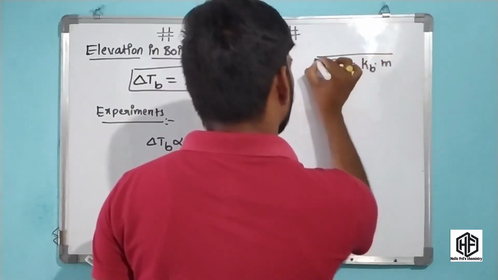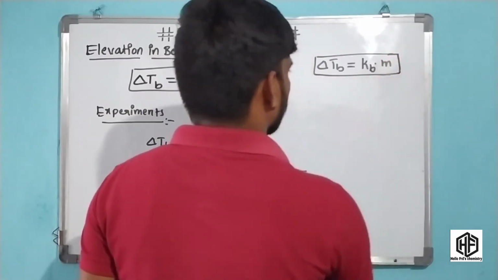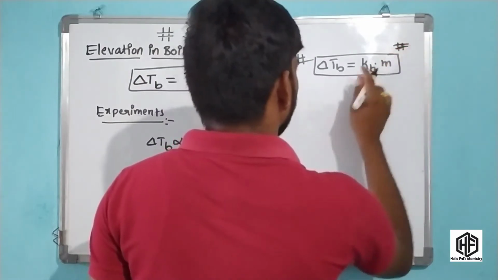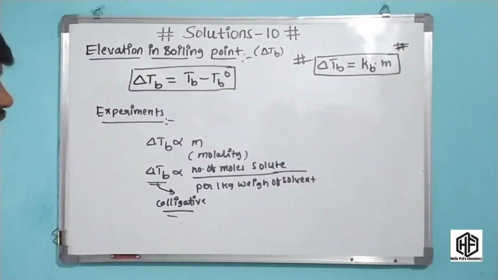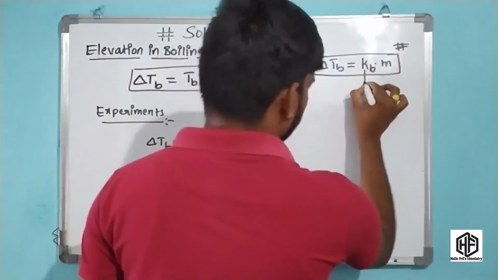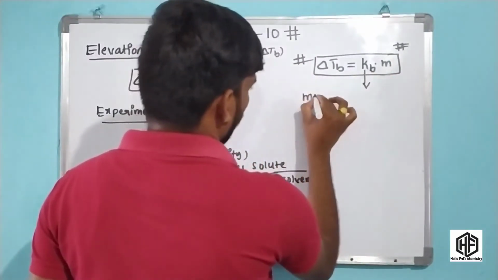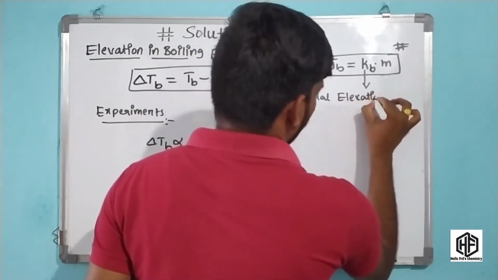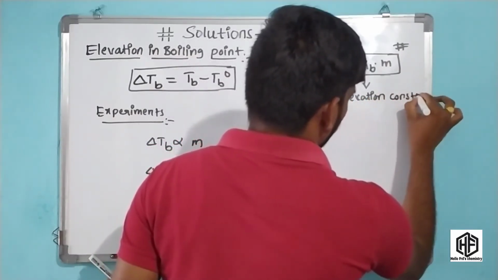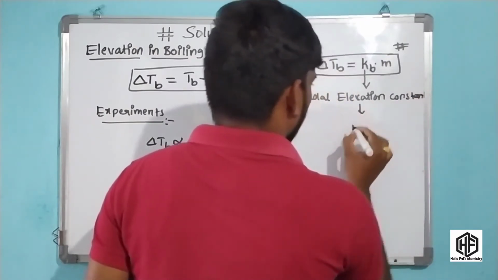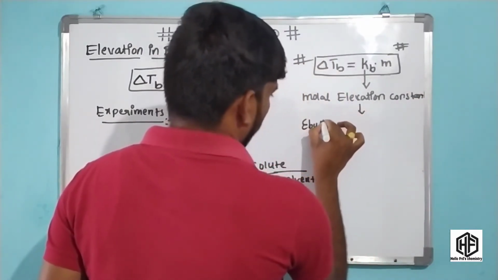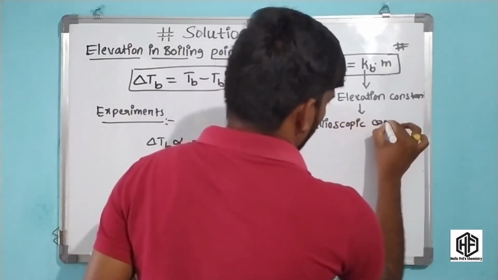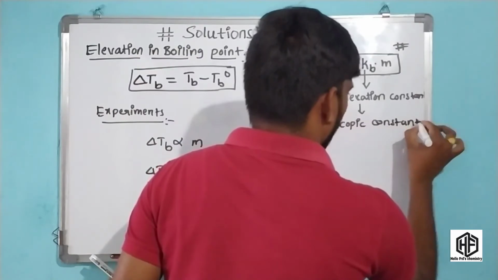This is one more important point. Delta Tb is equal to Kb into small m. Now this Kb is called the molar elevation constant or ebullioscopic constant. This is very important in competitive exams, friends.